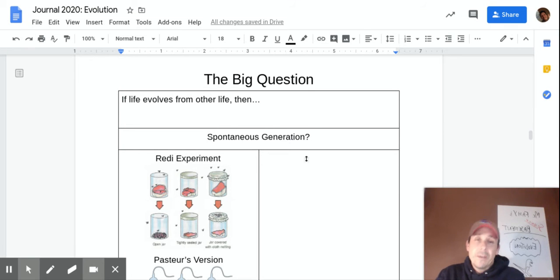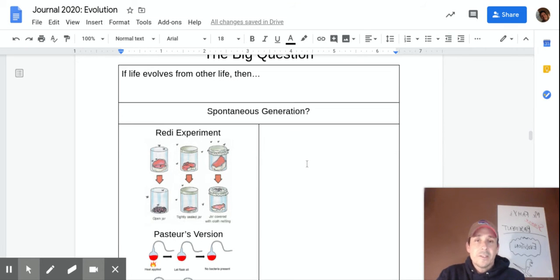And there are two famous experiments which investigate this. In this area over to the right here, feel free to pause the video and write down some notes that explain what you see over here. One of the first things that we're going to look at is a famous experiment called the Redi experiment.